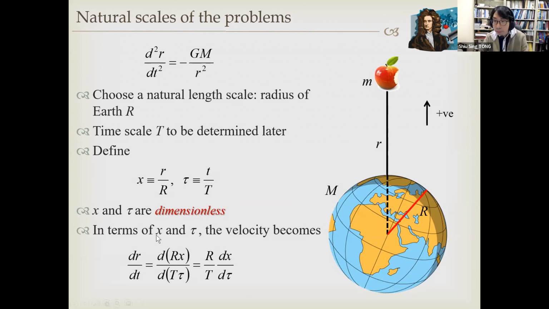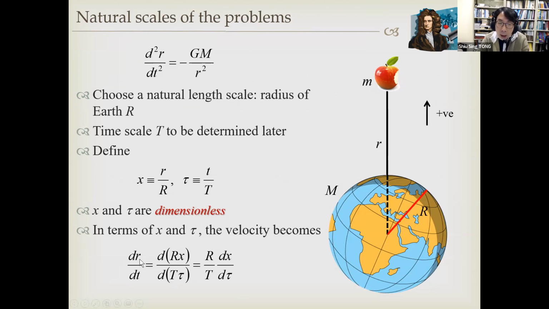Now we would like to express the whole equation of motion in terms of these two dimensionless variables, x and tau. Now we know that the velocity of the apple at any time is given by dr/dt. But in terms of x and tau, we can rewrite this equation, because small r is big R multiplied by x, and small t is big T multiplied by tau. But big R and big T are constants, so they can be taken out of the derivative.